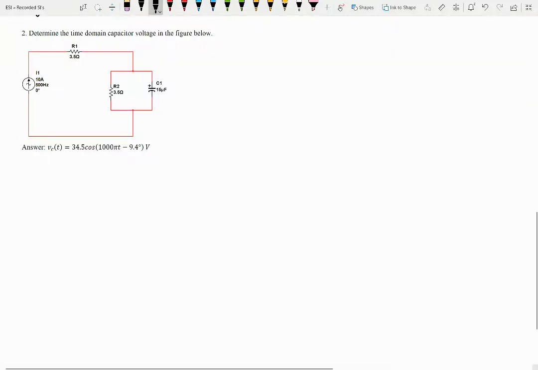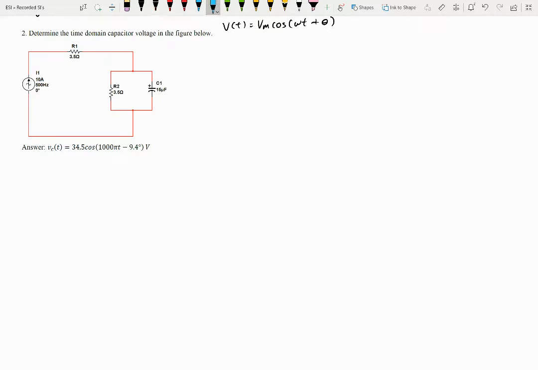All right, let's take a look at the next problem here. This problem wants us to determine the time domain capacitor voltage shown below. So remember, for voltage, V of t is equal to V of m cosine omega t plus the phase angle.